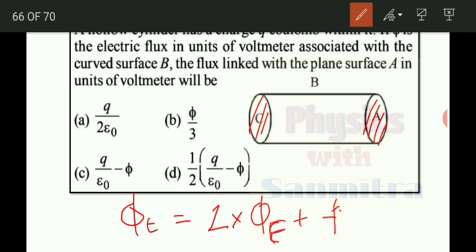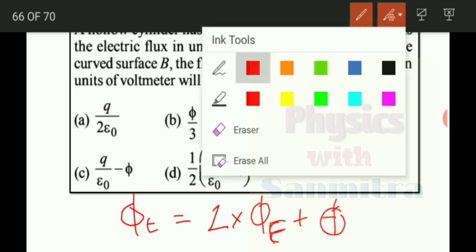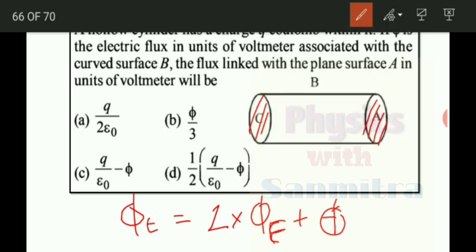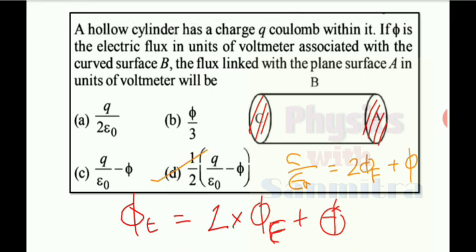So now this becomes very simple. This phi t, that is q by epsilon naught, is equal to 2 phi f plus phi. So phi f is q by epsilon naught minus phi by 2. So my correct option is option D, that is the flux linked with the plane surface A. That means only one surface it was asked.